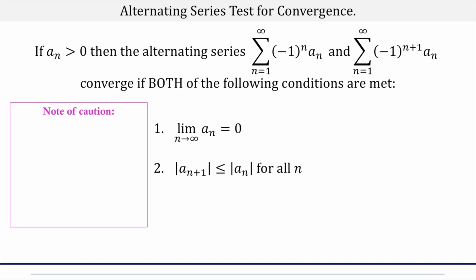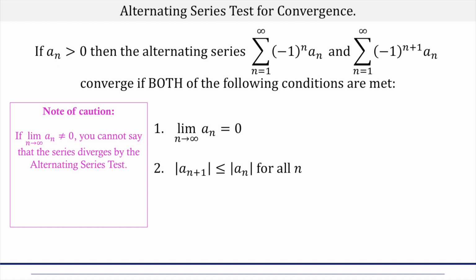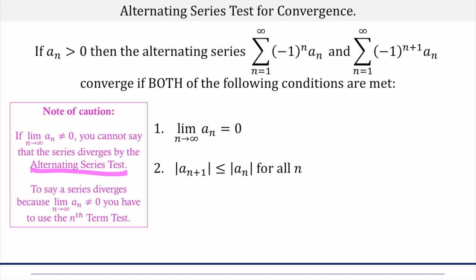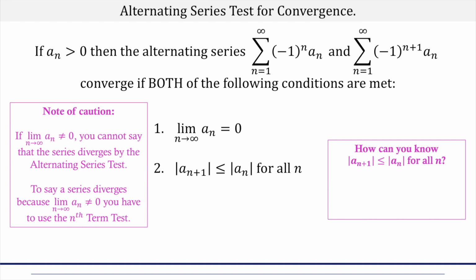Now, a note of caution: if the limit as n approaches infinity of a sub n doesn't equal 0, you don't get to say that the series diverges because of the alternating series test. Like I said, it diverges because of the nth term test. So be careful. Another note: how do you know that the next term is less than or equal to the previous term for all n? Well, sometimes it's obvious. Sometimes they tell you. If they don't tell you and you need to know, you can take the first derivative and see if you have a negative or positive first derivative.